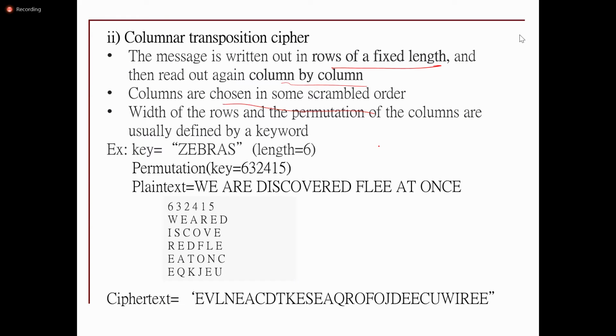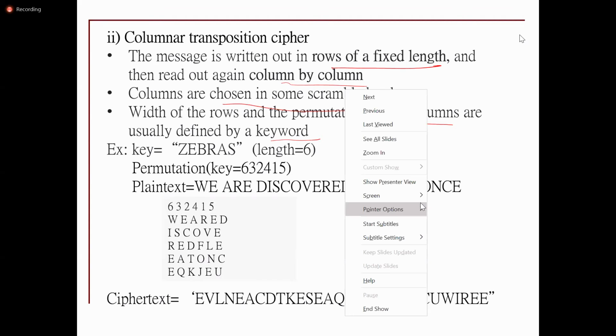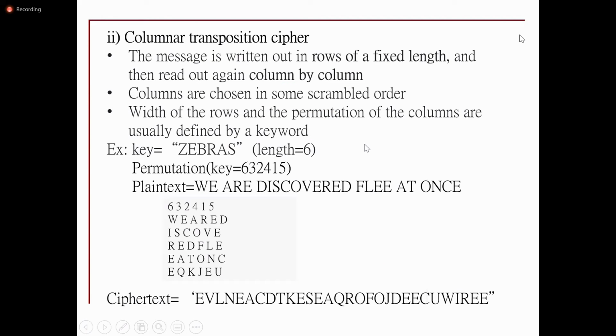We'll see how the columns will be collected. The width of the rows and the permutation of the columns are usually defined by the keyword. How many rows should be there? We'll see. We'll represent it in a matrix format, array format. First step is, we need to take the key, which is a word. The length of this is 6. Once we take the keyword, we have to take the position order of the alphabets.